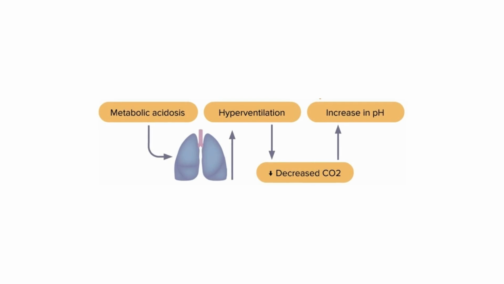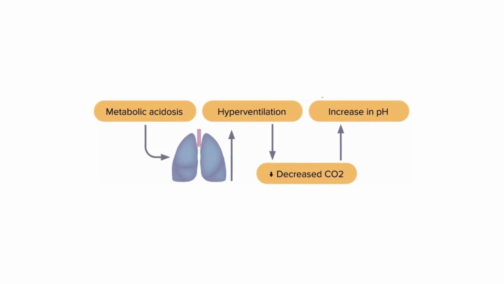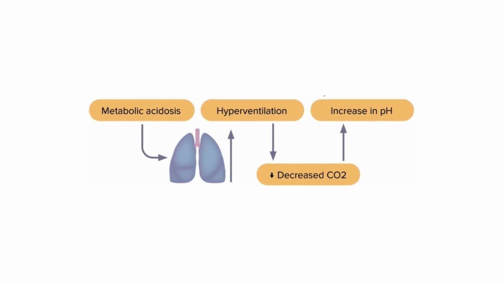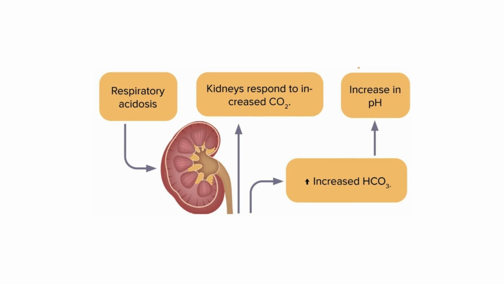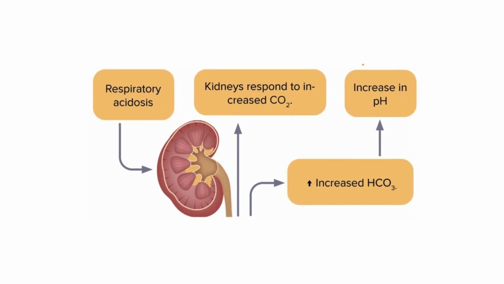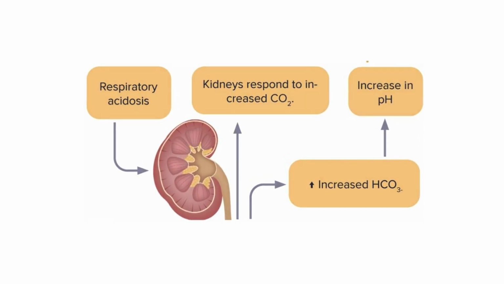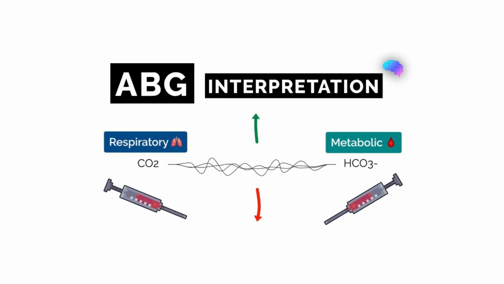In Step 6, you need to identify compensatory mechanisms. In respiratory compensation, there are changes in PaCO2 to compensate for metabolic imbalances. And in metabolic compensation, there are changes in HCO3 to compensate for respiratory imbalances. In Step 7, you need to diagnose the underlying condition.